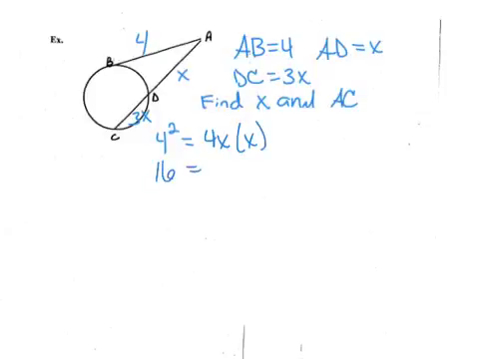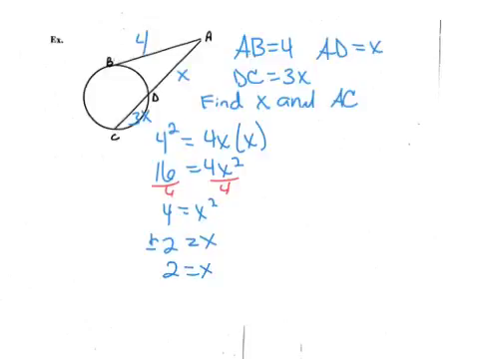So here we have 16 is equal to 4x squared. This is an incomplete quadratic, so I can divide the 4 away, and I have 4 is equal to x squared. Taking the square root, I know that x is going to be positive or negative 2, but since this is a length, we're not going to deal with the negative 2. So we just have x is equal to 2. So coming back and answering the question, we want to find AD. AD is 2, or we want to find x, which is AD. And then AC is 4 times 2. AC is going to be 8.